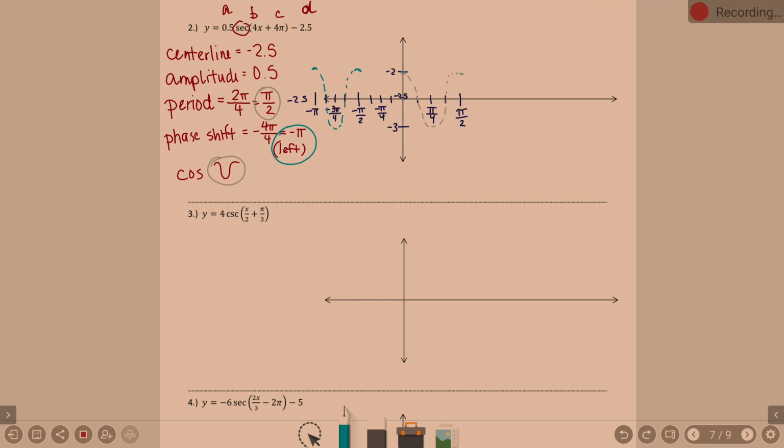Now, we're not technically just graphing cosine though. We're graphing secant. What do I need to do with secant? We need some asymptotes here, don't we? Okay, so I need asymptotes where my graph crosses the x-axis. So my asymptotes are between negative pi and negative 3 pi over 4, and between negative 3 pi over 4 and negative pi over 2.